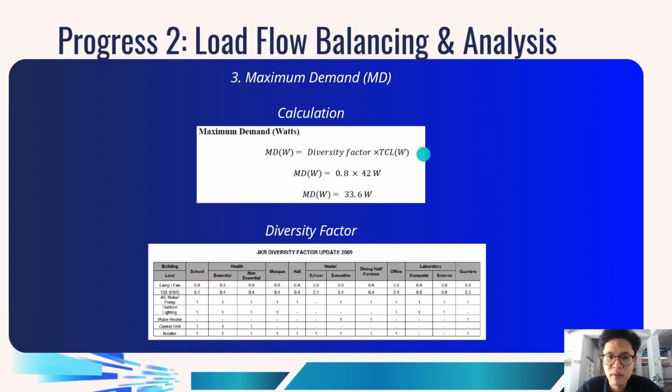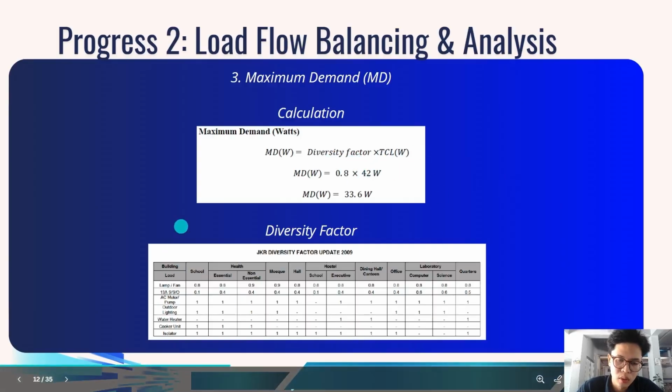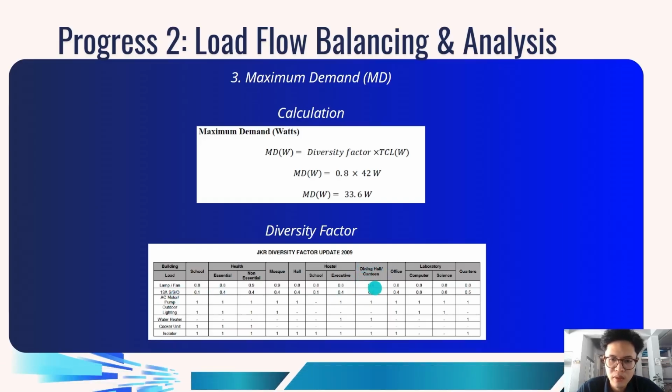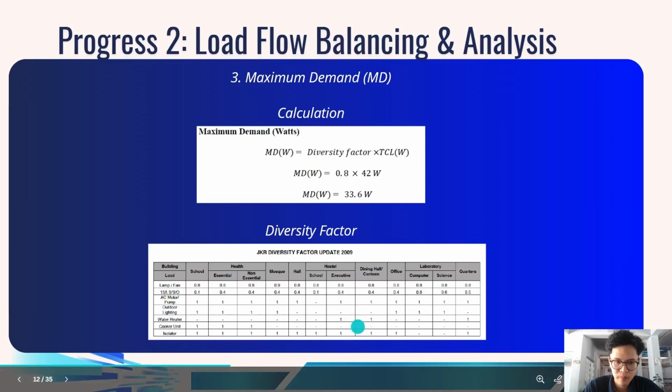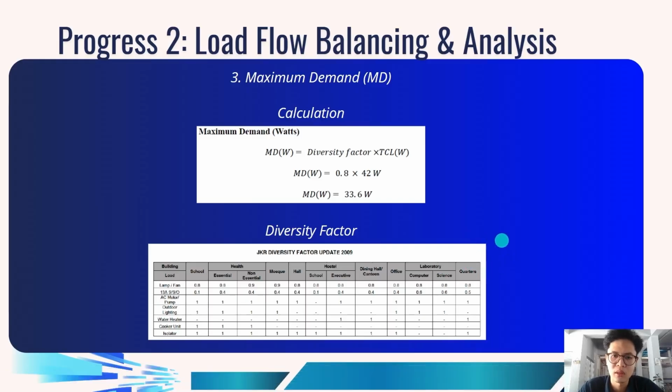In order to have maximum demand, we need to have a diversity factor. So from here you can see the JKR diversity factor table. For example, we are doing the canteen. The diversity factor for lamp and fan is 0.8, while for socket it is 0.4, AC 1, water heater 1, isolator 1, and the others also need to be referred to the tables.